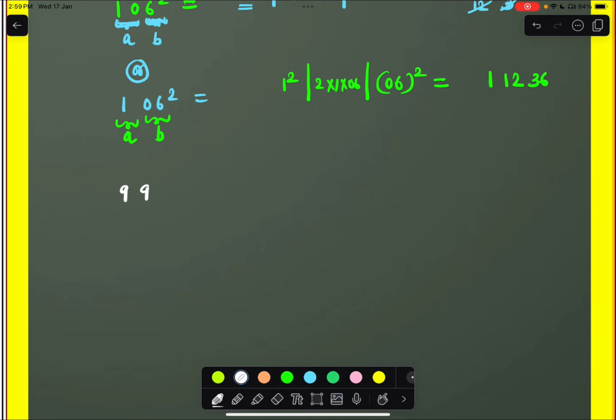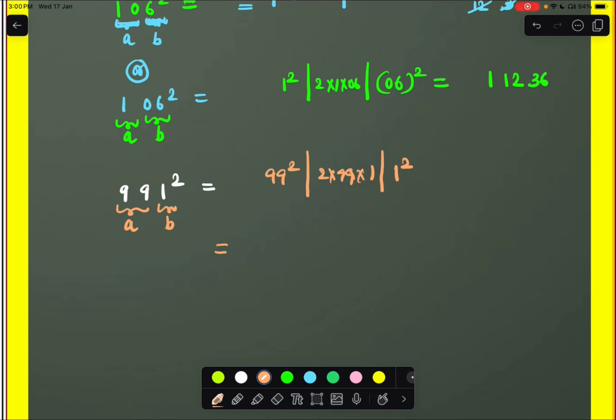Let's consider 991 square here. How can we calculate it? We can go like this also. I'm taking b as a single digit number and a is this much. Now I'm writing a square value 1 square, add b square value 1 square, and 2ab value 2 into 99 into 1, and a square value 99 square. So how much will we get here? 1 square is 1, we write 1 as it is.